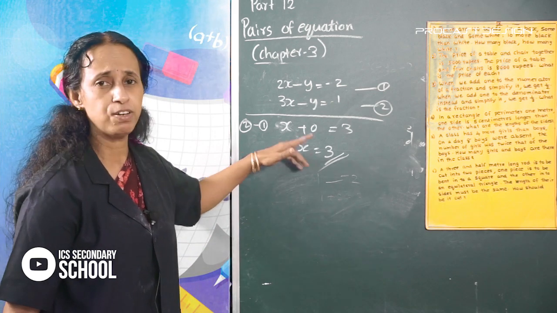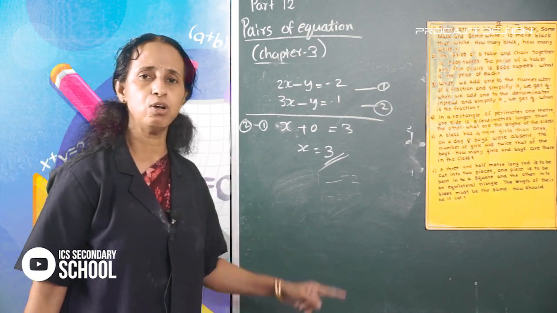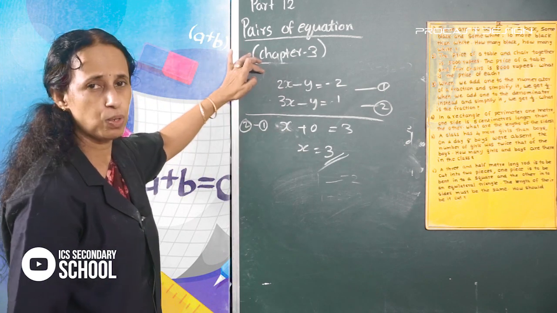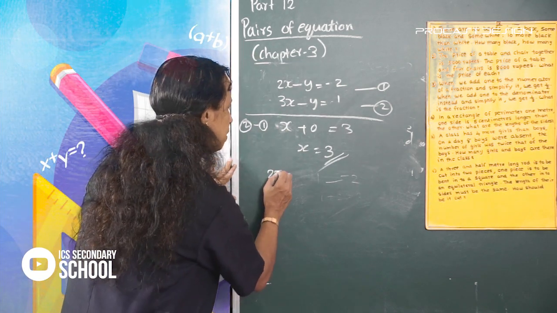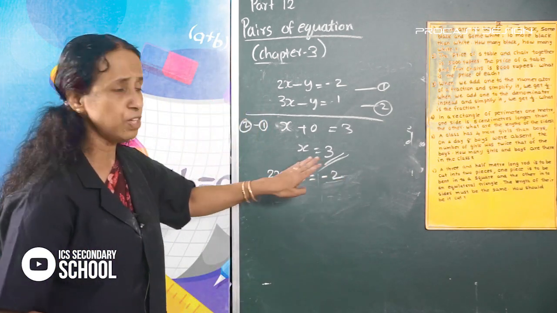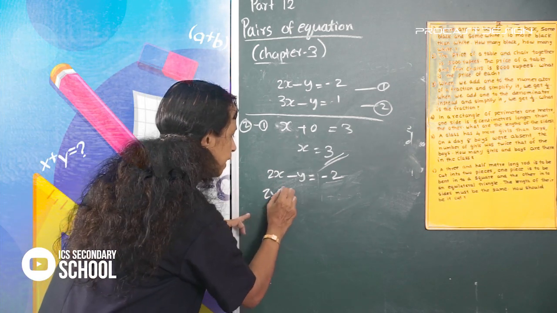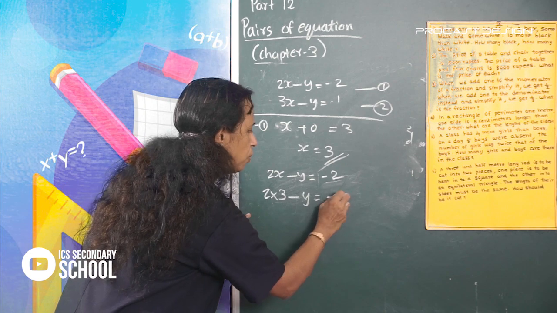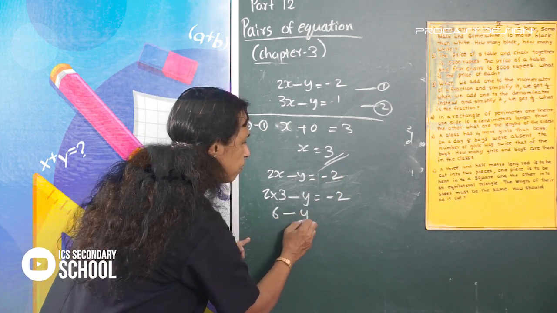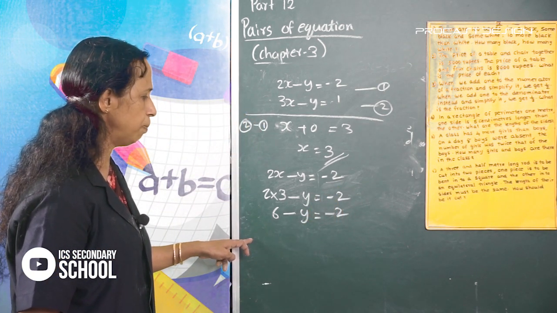Put the value of x in equation 1 or 2. Here, take equation 1: 2x minus y is equal to minus 2. Put the value of x: 2 into 3 minus y is equal to minus 2. 2 into 3 is 6, so 6 minus y is equal to minus 2.